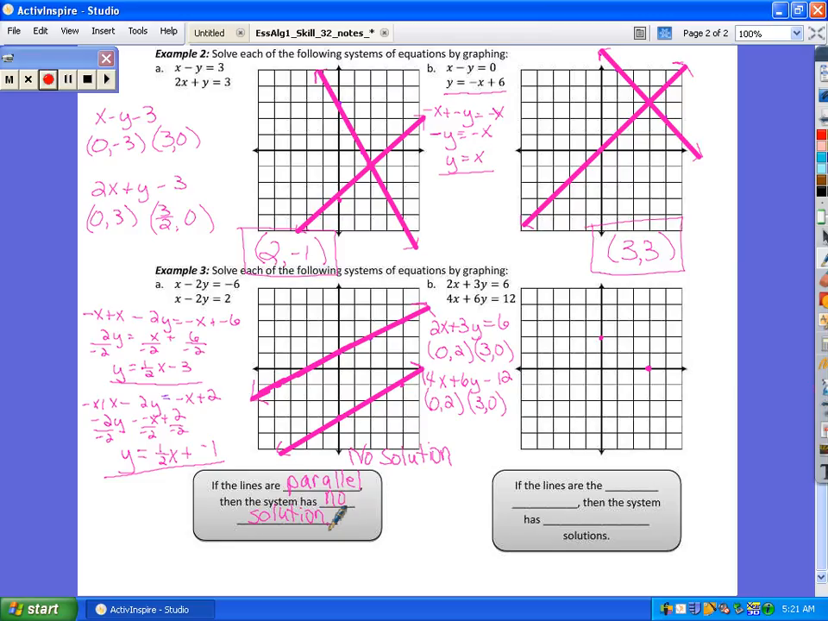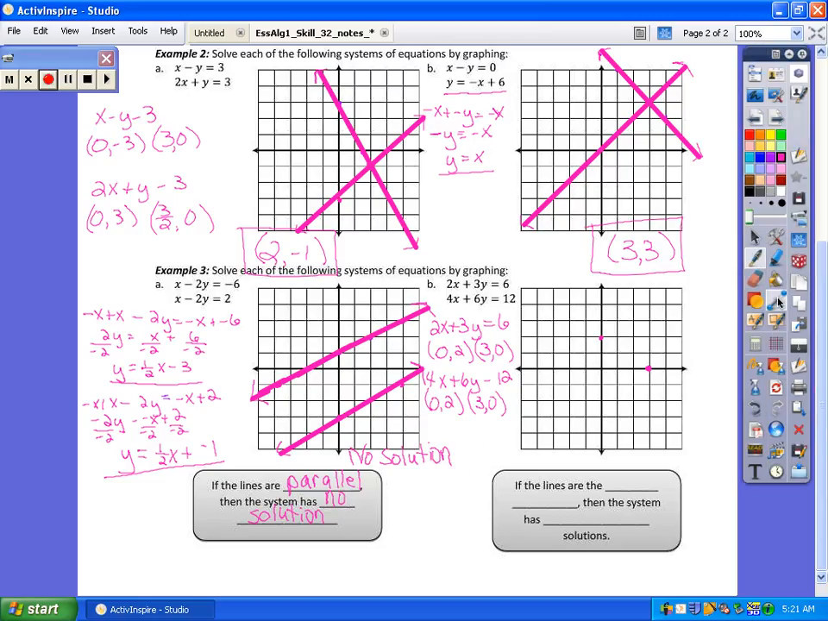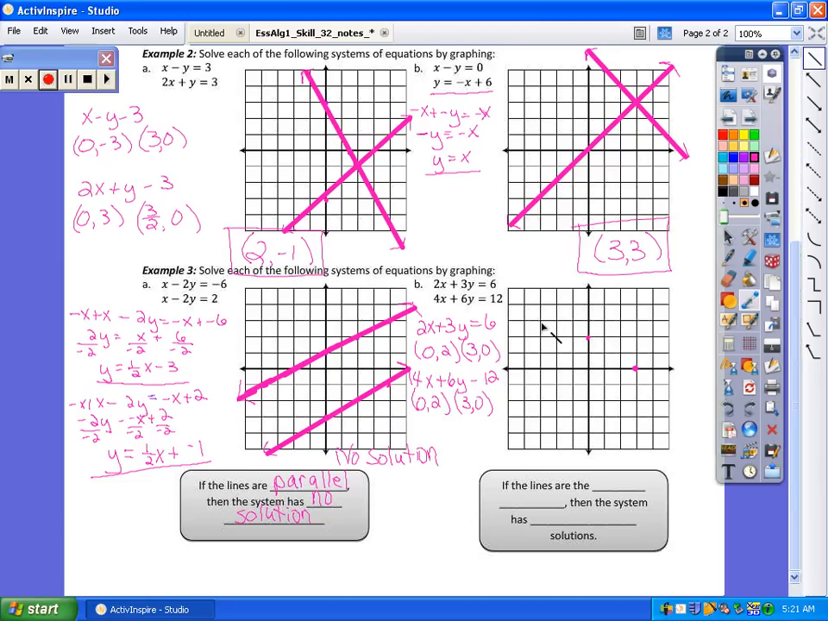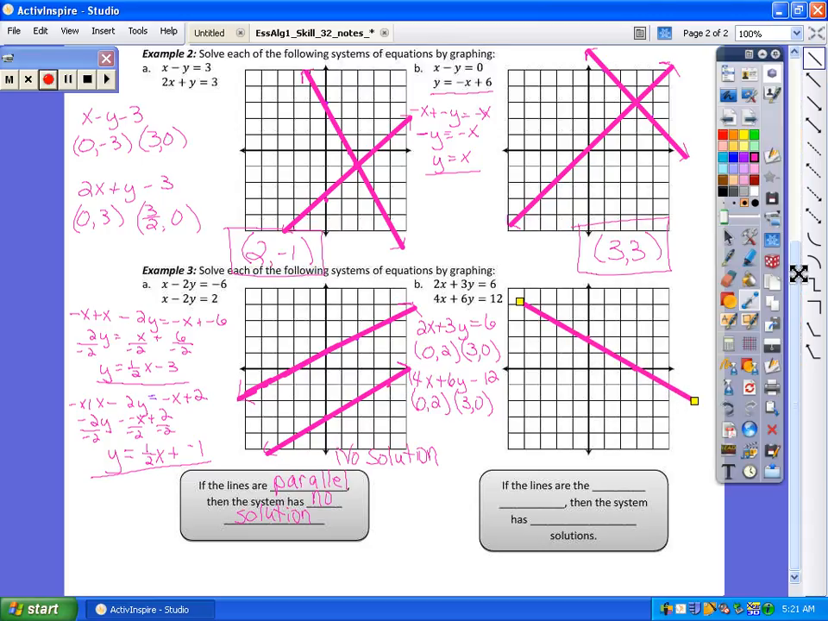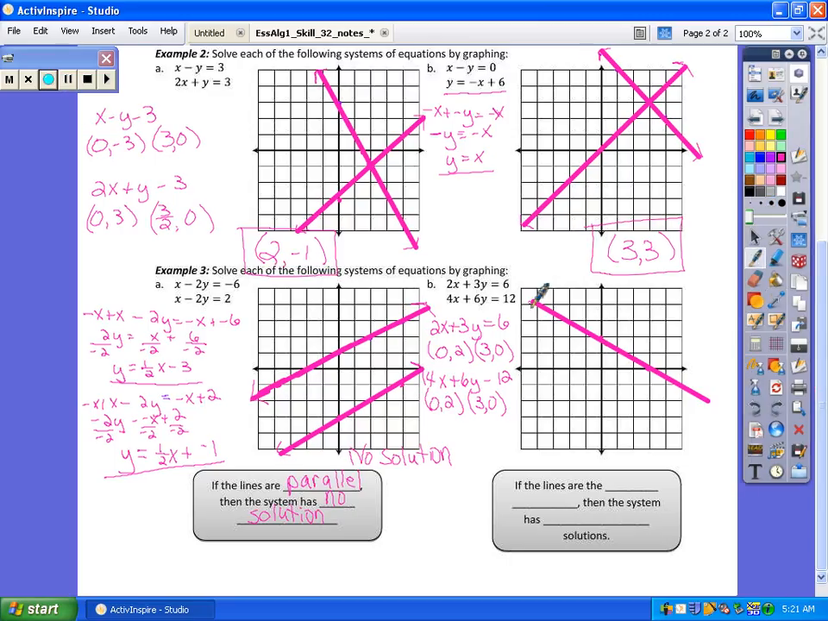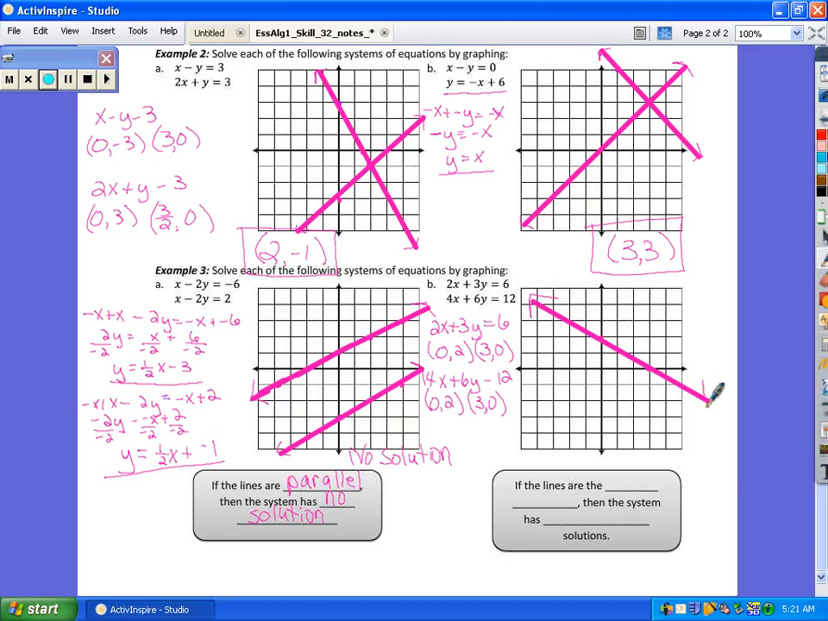These two equations, I chose to use x and y intercepts, and if I look at those, they have the same intercepts. So what that means is those are the same line. I'm going to go ahead and draw on the line, even though I know it's the same line. If I would have solved those for the slope-intercept form, I would have gotten the exact same equation.